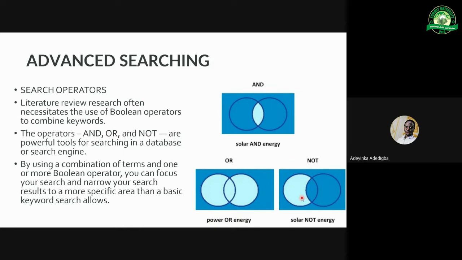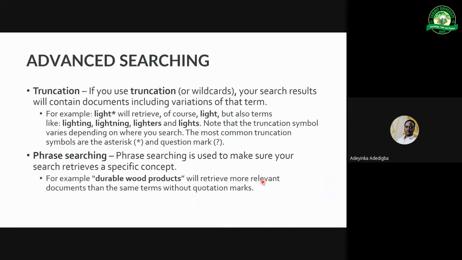Now, if you look for papers that have solar, not energy, that means even papers that have solar and energy, this intersection point will not come out for you. So this is just to show how you can use Boolean operators when you are searching for papers.